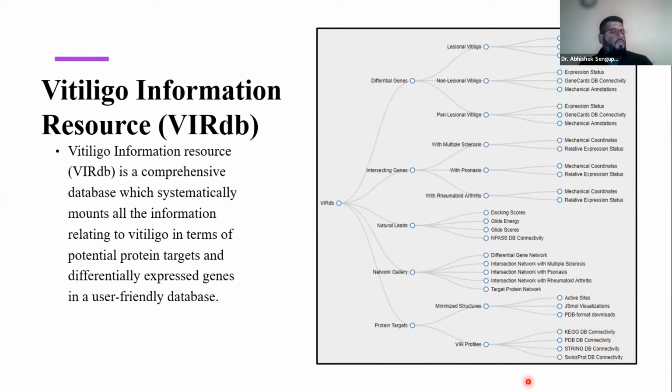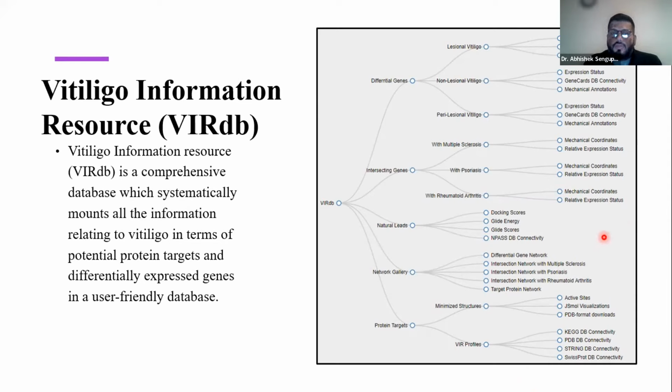We have used mostly microarray data here for the gene network. We analyzed those microarray data and did this analysis and these network studies. We are still working a lot on different aspects of the vitiligo information resource. It has more other information.